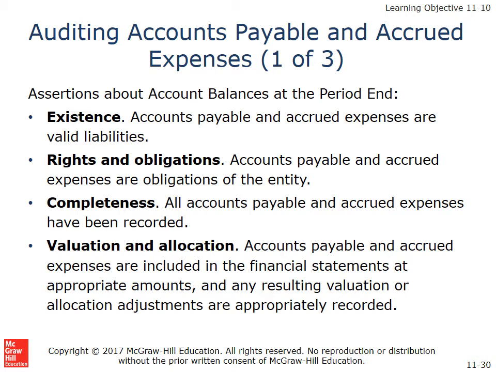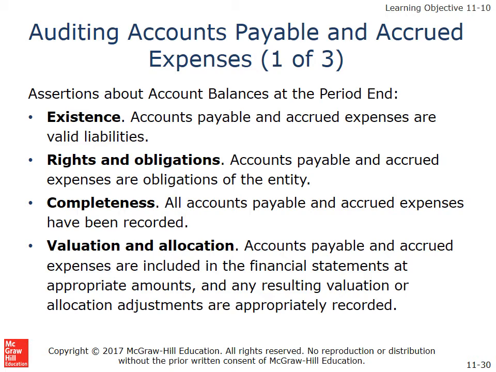So when we're auditing accounts payable and accrued expenses, now we're going into our substantive tests. There's some assertions about account balances. So the controls test the controls with how the stuff got in there. What are the procedures around getting the information into the account? The substantive test now is focusing on the account balance. How can we test? What do we have to worry about with that account balance?